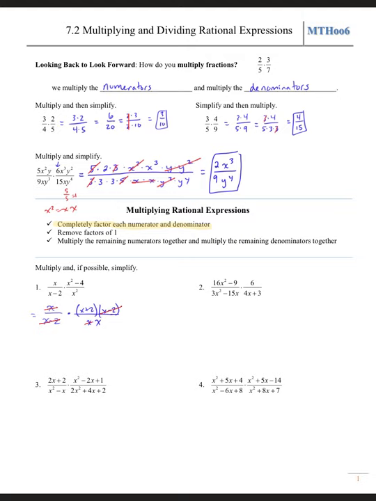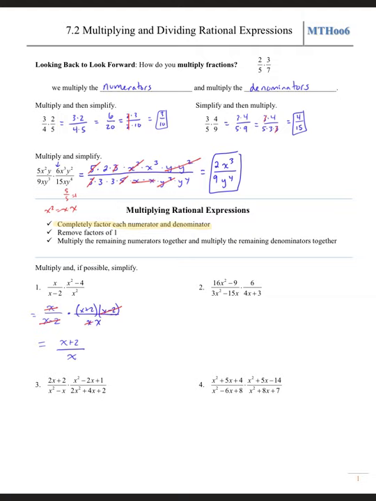So what are we left with? In the numerator, we have an x plus 2 divided by x. Now the other question is can we cancel these two x's? And the answer is no, because this x is being added to a 2. You can only cancel factors. You may not cancel a term. So you can only cancel if it's being multiplied by something.